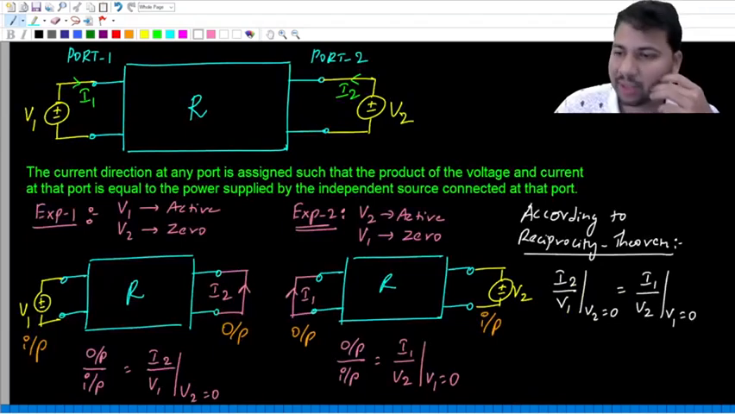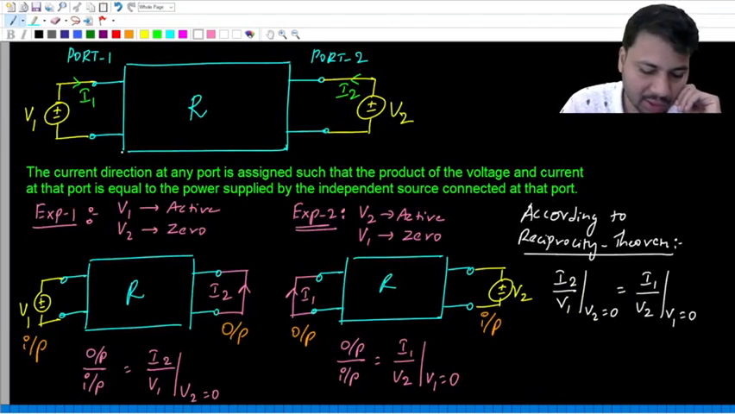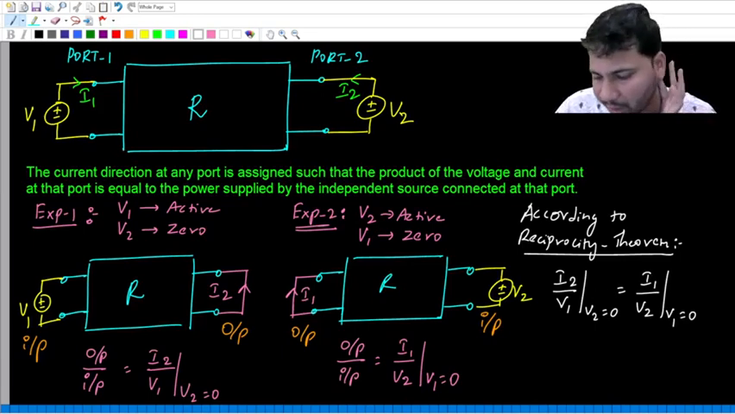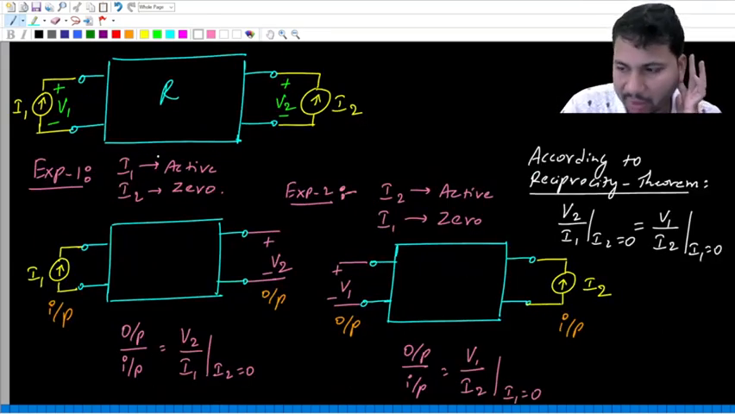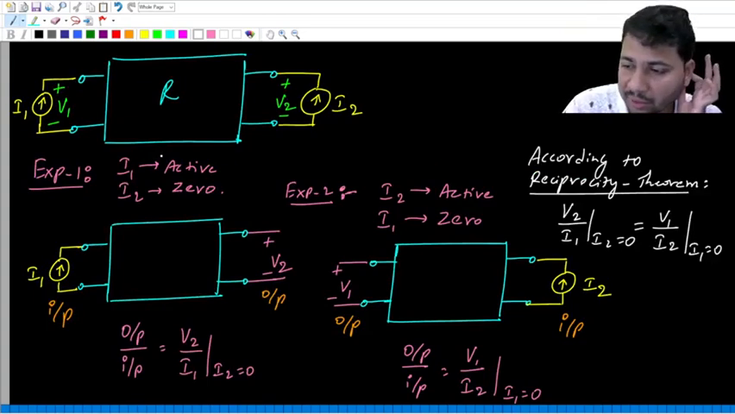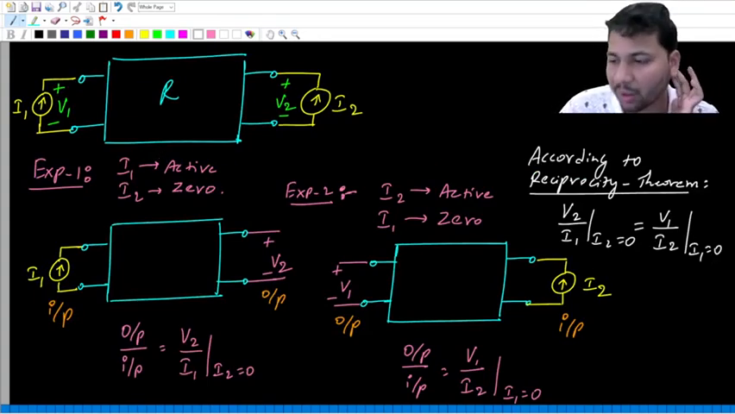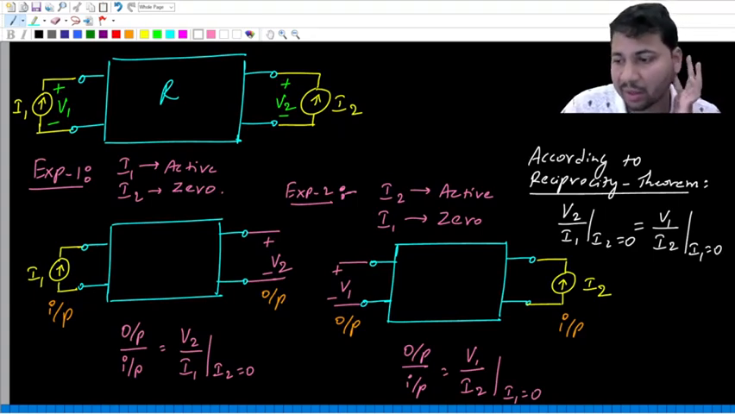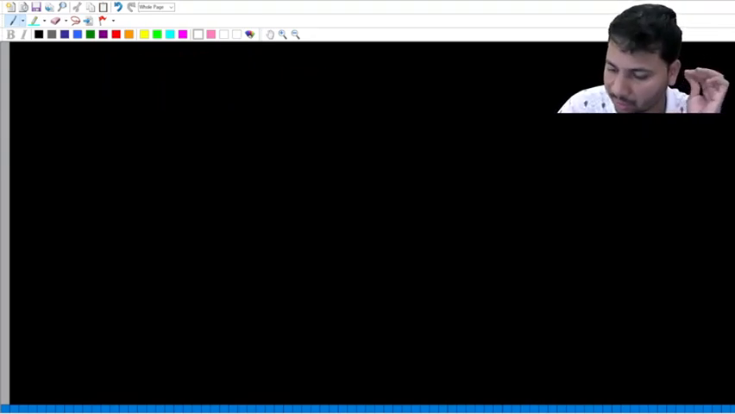So what are the two cases we have seen so far? In one case, at both the ports we have connected voltage sources, and the two ratios are equal. In another case, at both the ports we have connected current sources, and then also the two ratios are equal. Now we have to look at the third case where at one port we have a voltage source, and at another port we have a current source. Okay.